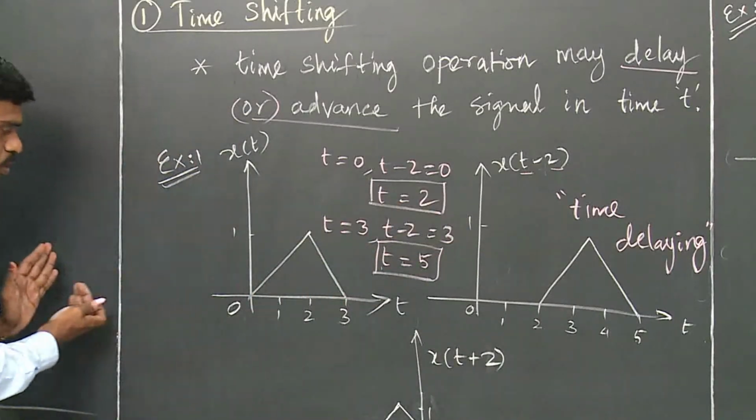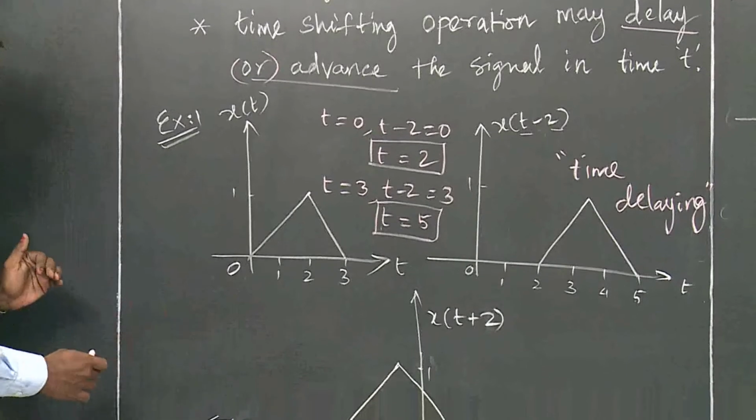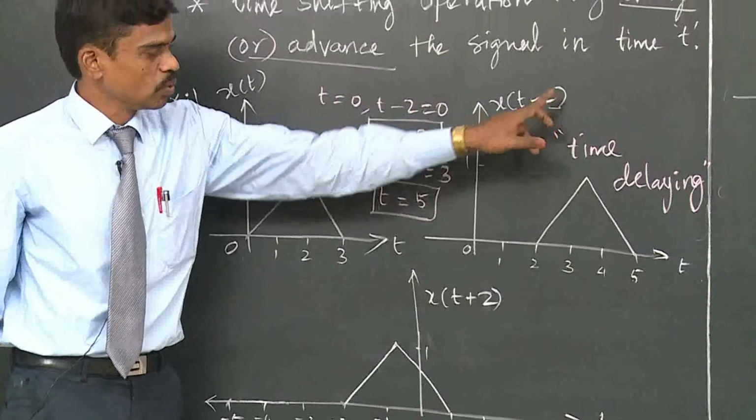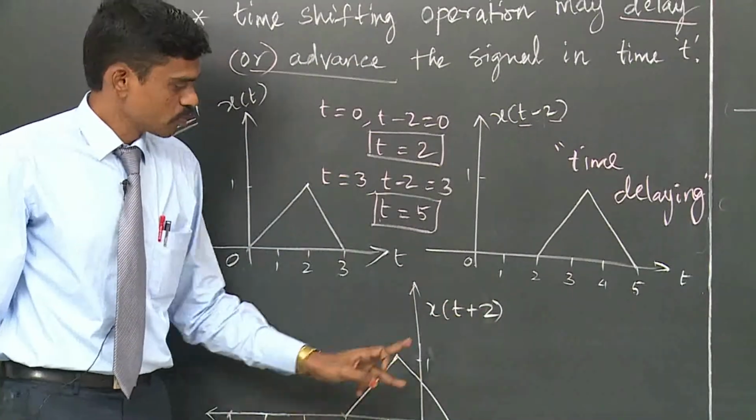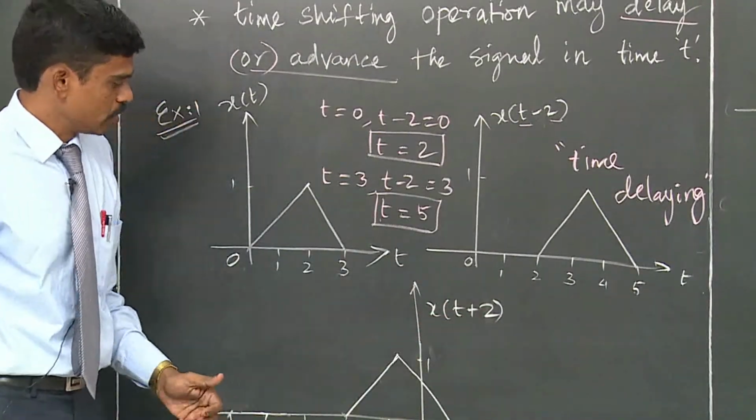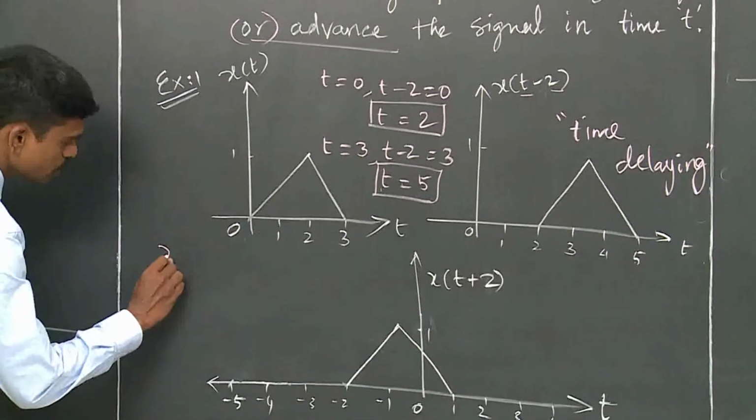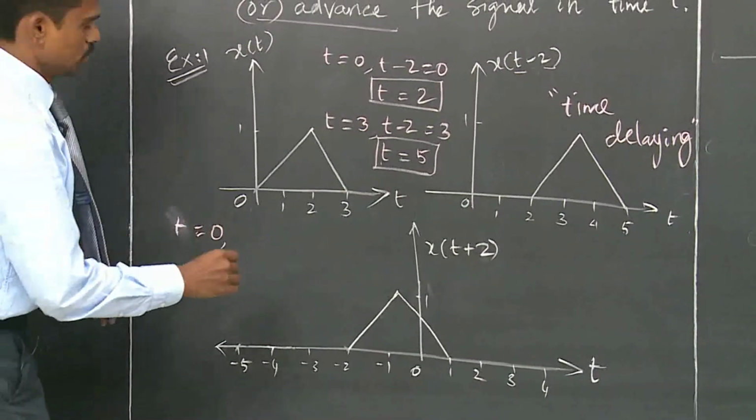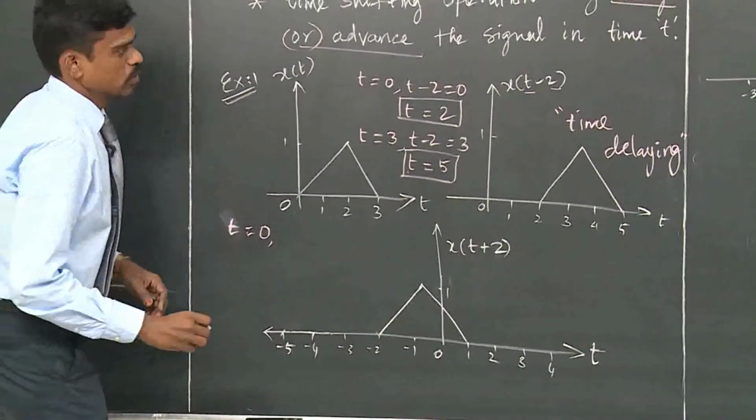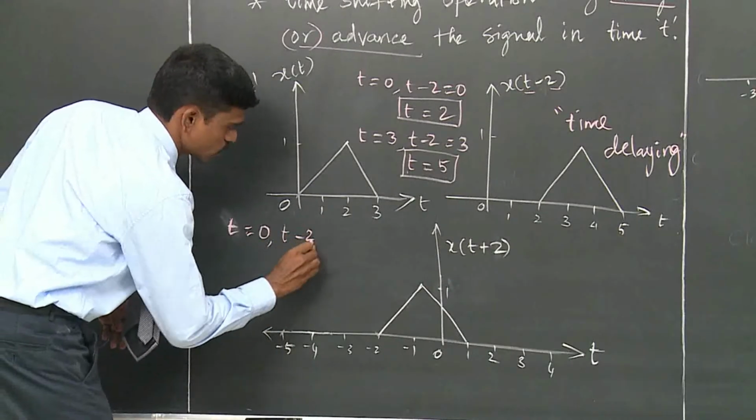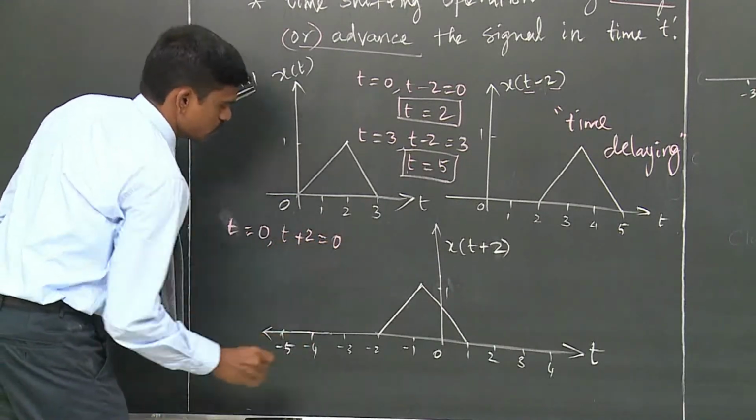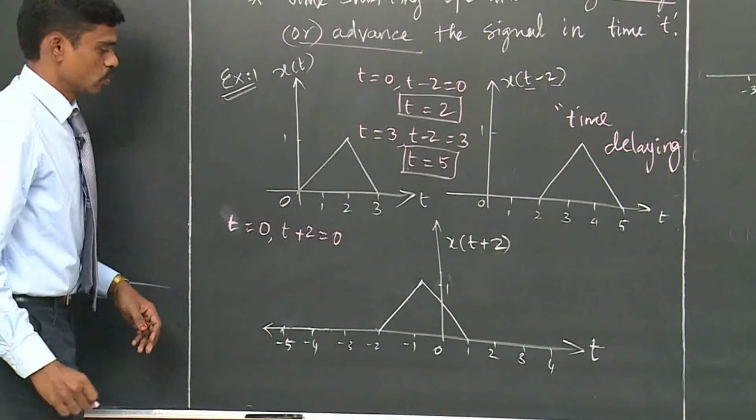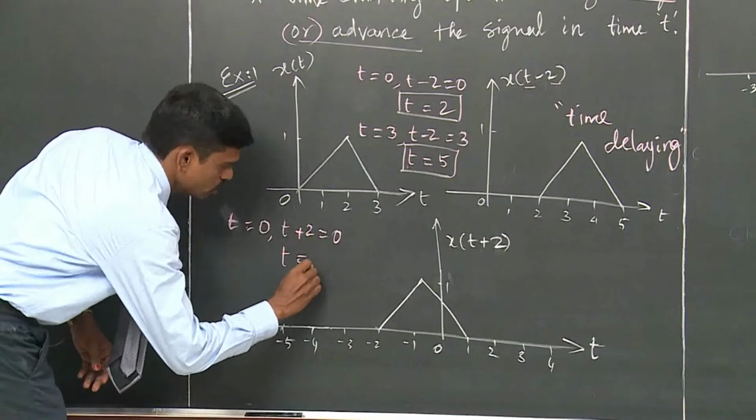If you move the signal towards the left-hand side, it is called time advancing. Next I am going to explain what advancing is. Instead of subtracting 2, if I add 2, I want to see what is happening. For t equal to 0, I want to replace t with t plus 2, so t plus 2 is equal to 0. So now what is t? t is equal to minus 2.